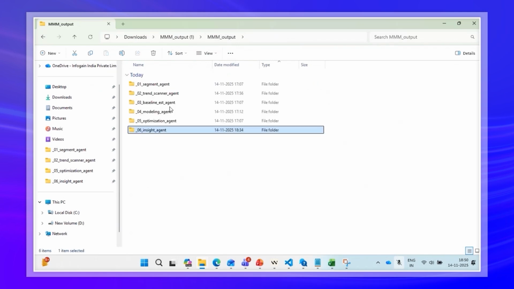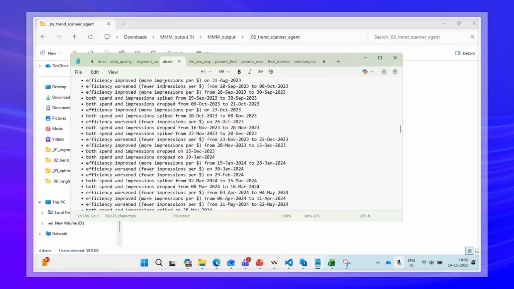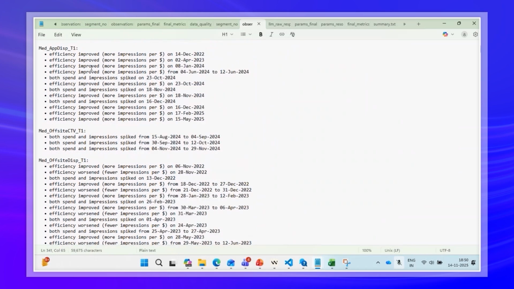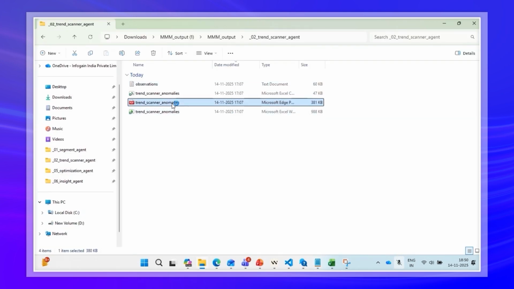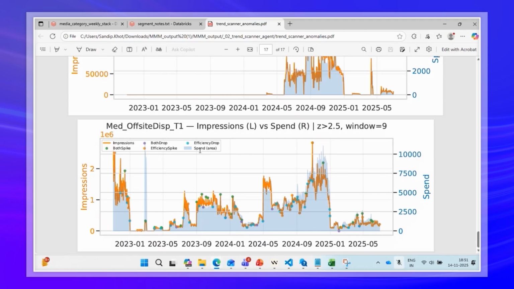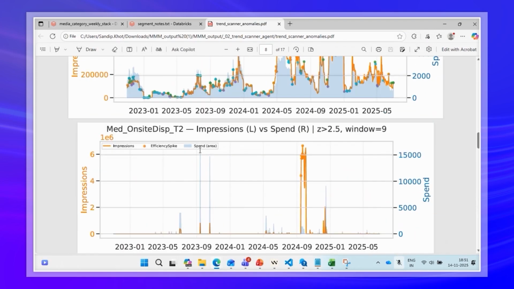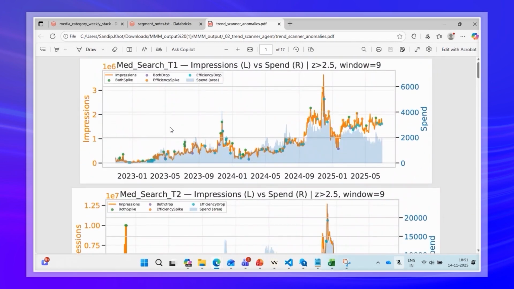So the next agent is the trend scanner agent, where we are detecting the anomalies and so on. Finally, this is how we are generating the summary utilizing the LLM, and this is all in text format. But let's observe the charts, where we can actually see the anomalies. Utilizing this anomaly data, we are predicting those non-media contributing variables which are affecting the modeling performance. So this is how it is helping us to achieve the modeling goal.